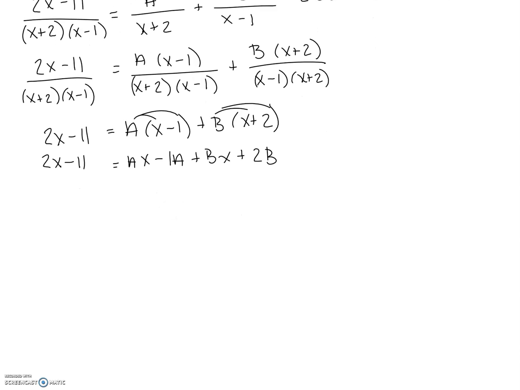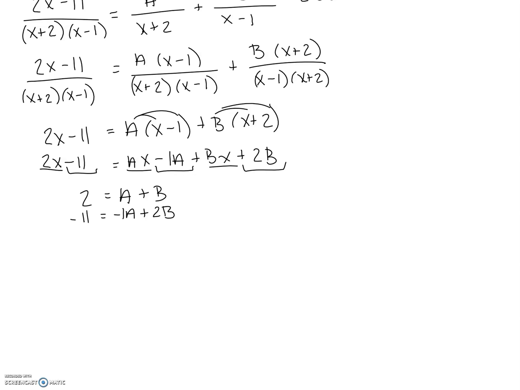This now is where we group our terms together. So everything with an x gets its own equation, but we do not include the variable x. So instead of 2x, I just write the number 2. Instead of ax, I just write the letter a. And instead of plus bx, I just write the plus b. Then everything without an x also gets an equation. So negative 11 equals negative 1a plus 2b.